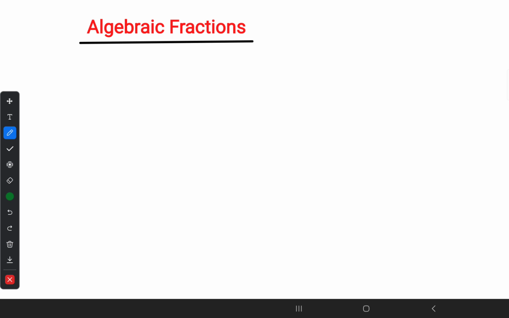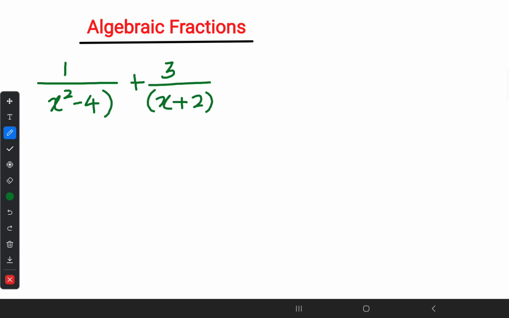Now in algebraic fractions, we will do the factorizing denominator kind of questions. Here I have 1 over x squared minus 4 plus 3 over x plus 2. This is the expression I have. I cannot do the addition between these two fractions directly because the denominators are not the same. I have to find the common denominator for them.